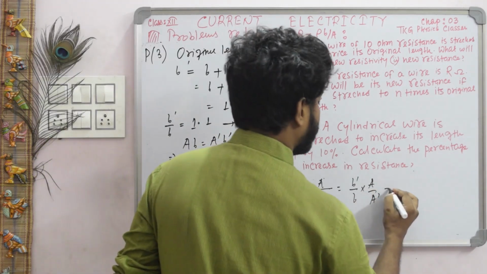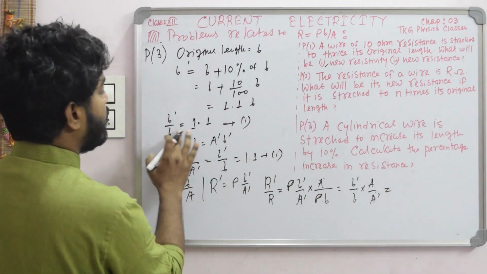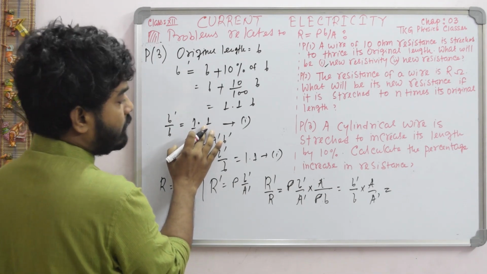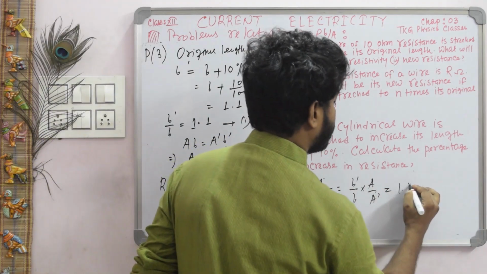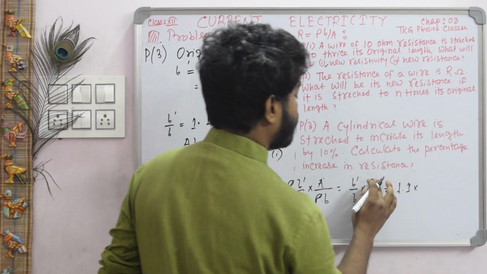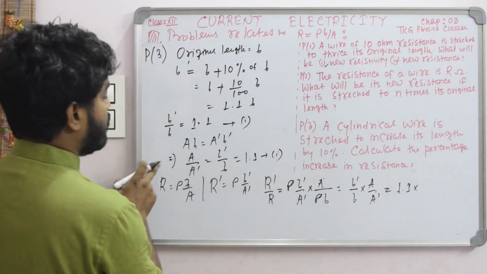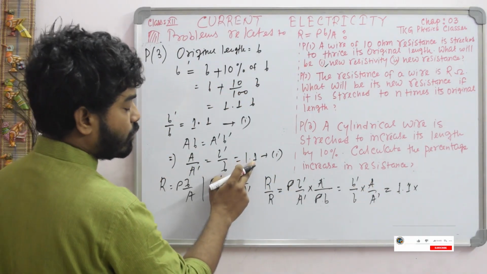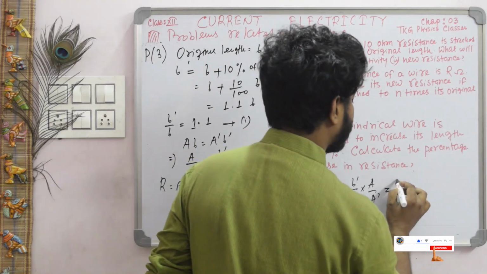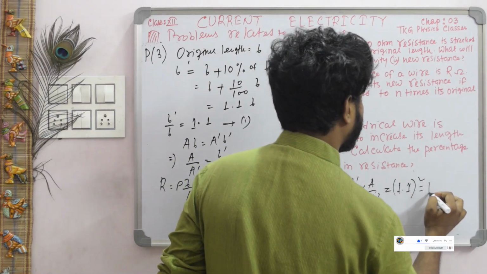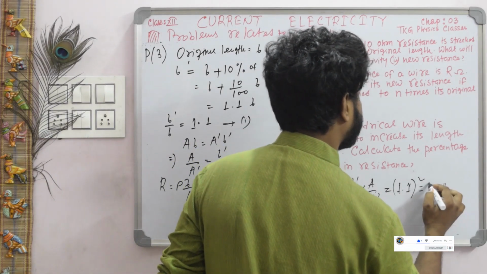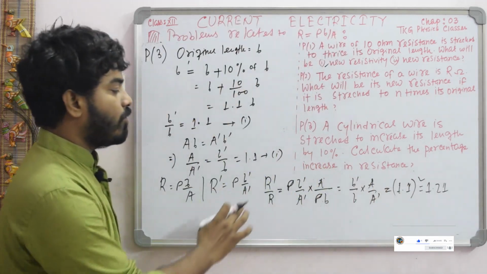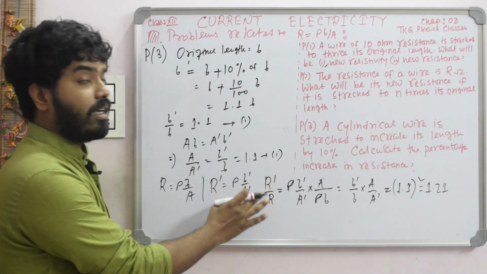You know L dash by L is 1.1, and A by A dash is also 1.1. So this becomes 1.1 square, which is 1.21. So this is the value of R dash by R.